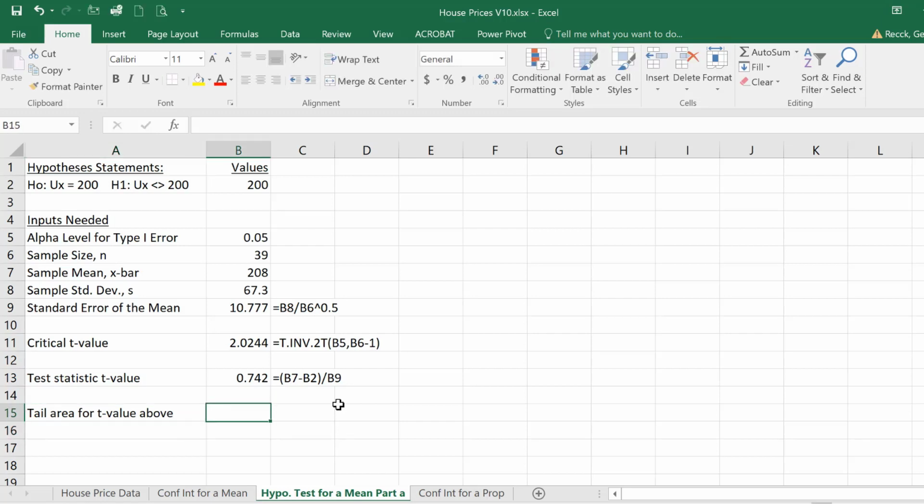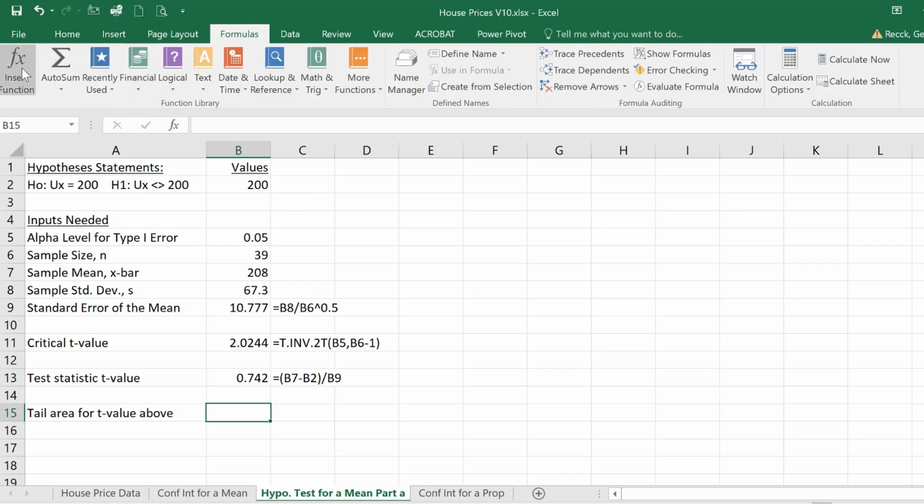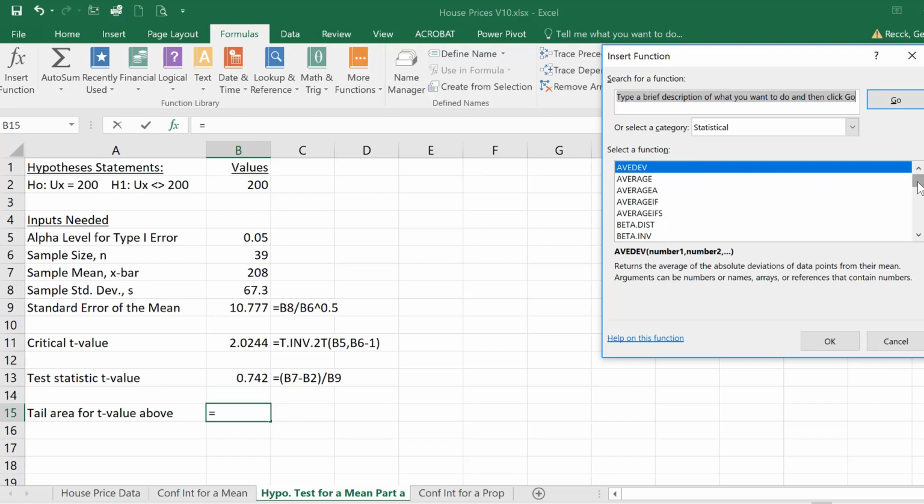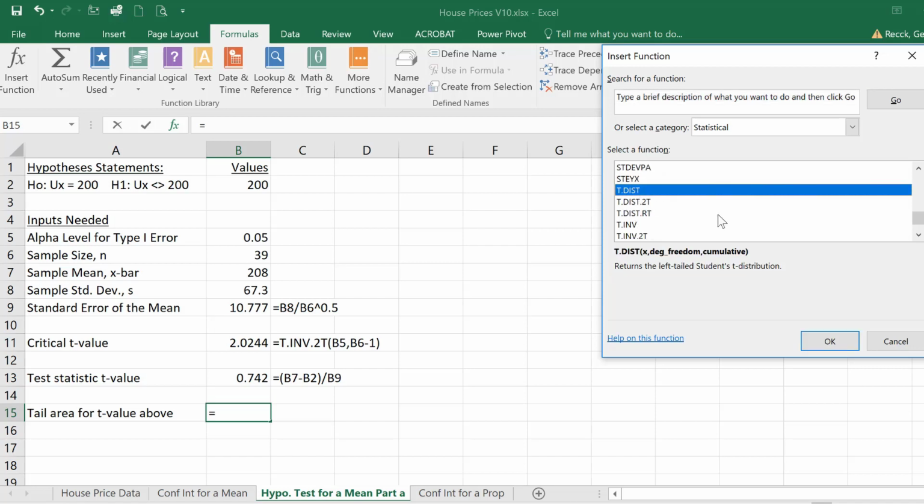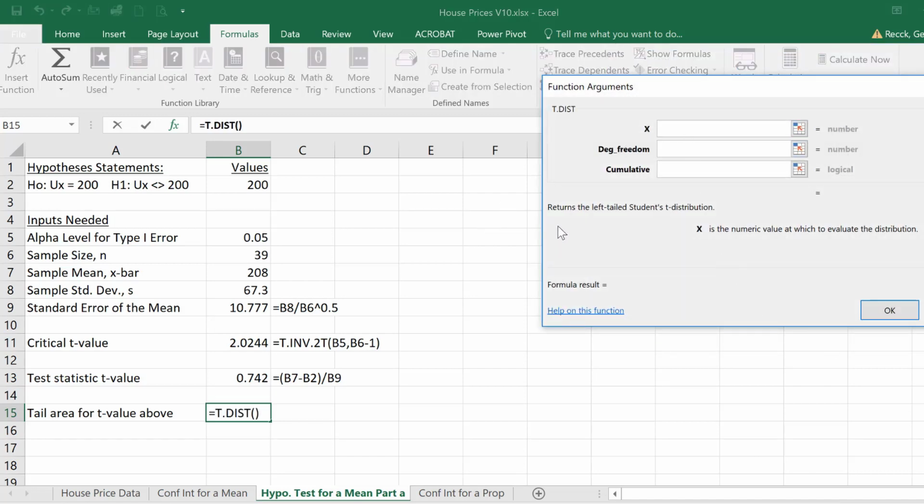That is, how much area is to the right of 0.742. And we can use another function in Excel, statistical, and this one is the t-distribution. There it is, T.DIST. And here we put in the x value, which is our test statistic. Our degrees of freedom is going to be our sample size minus 1. And for cumulative, we want 1.